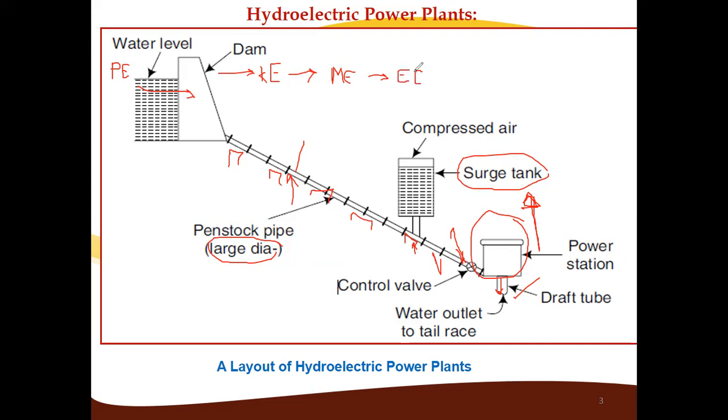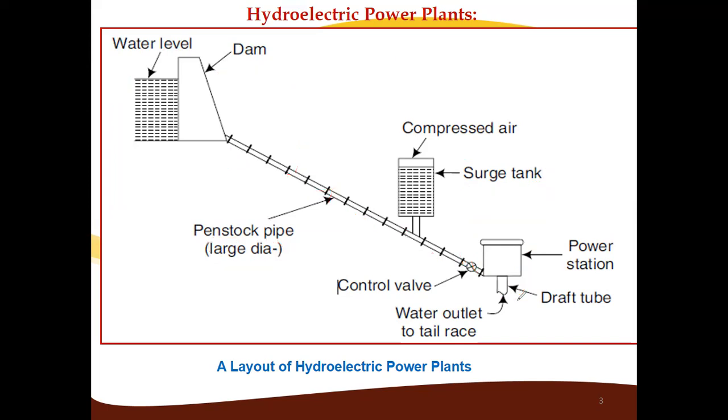So in this way, we convert the potential energy of water into kinetic energy, then the kinetic energy of water into mechanical energy by means of a hydraulic turbine, and from mechanical energy to electrical energy by means of a generator. So this is the working principle behind this hydroelectric power plant.